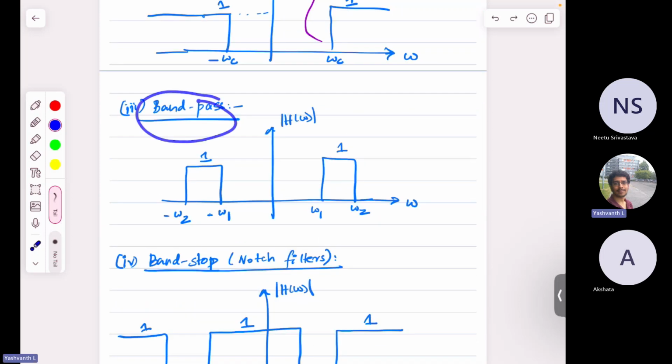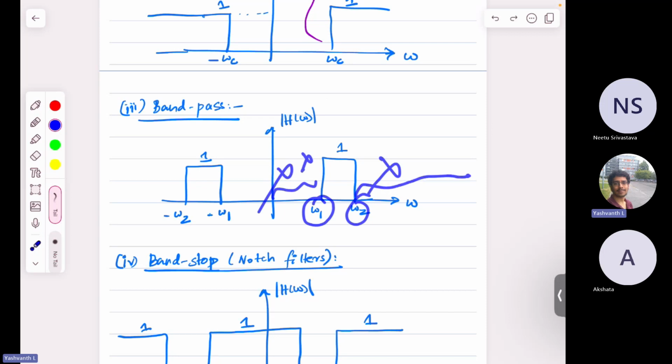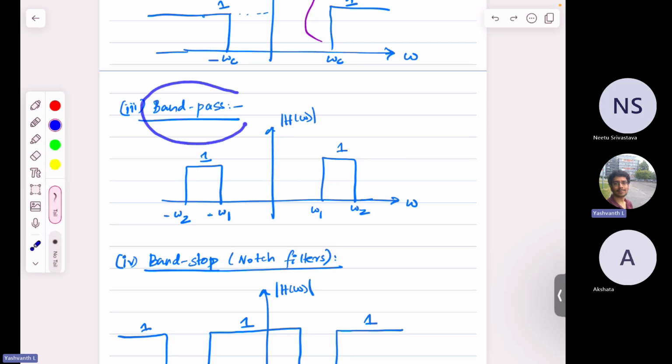Similarly, band pass means I want the output to contain frequencies only within a particular band, let's say between omega 1 and omega 2. Everywhere else it should be 0. From 0 to omega 1 it should be 0, and from omega 2 to infinity also 0. Only the frequency content from this band should be present. Such kind of filters are called band pass filters. That is, it passes only a particular band. That's why it's called a band pass filter.